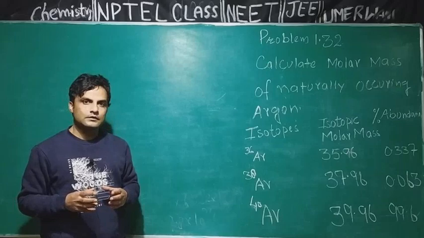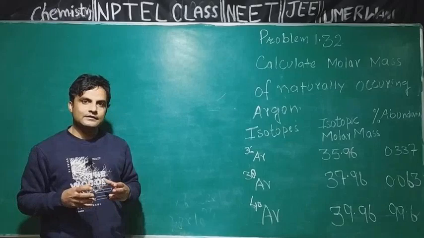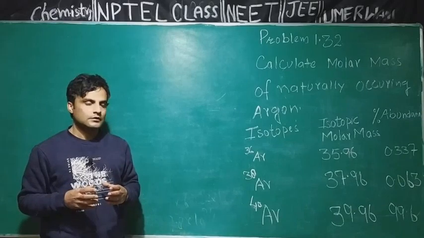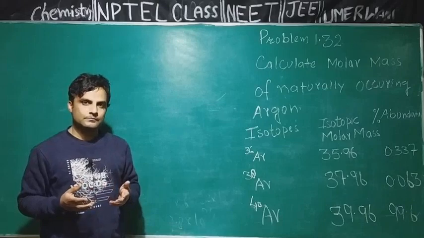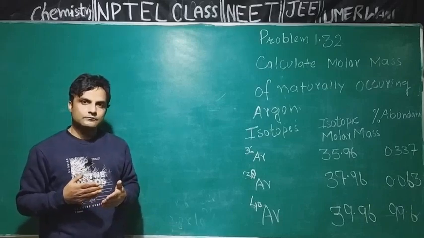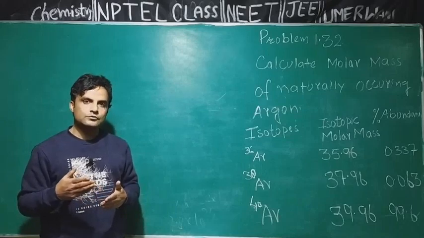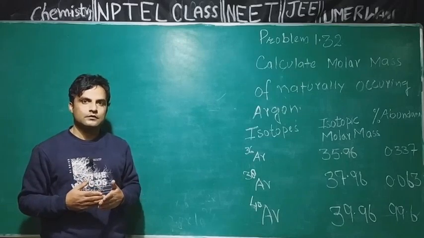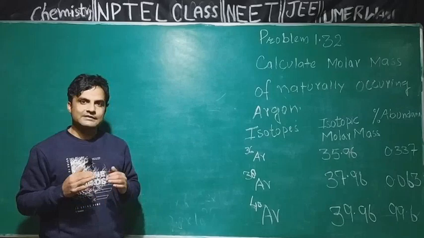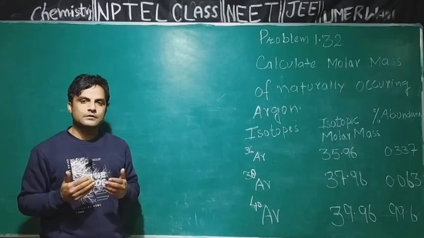There are certain elements which in nature exist in the form of isotopes. I mean, for such elements, two or more than two atoms occur in nature having the same atomic number, same chemical behavior, but different mass numbers.